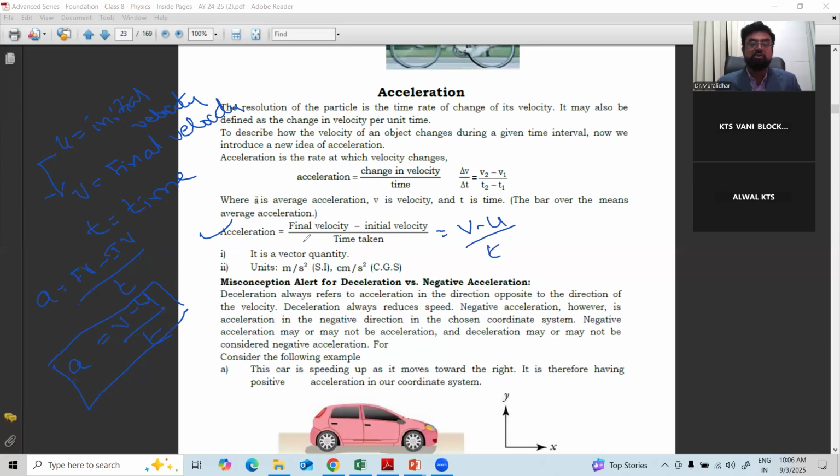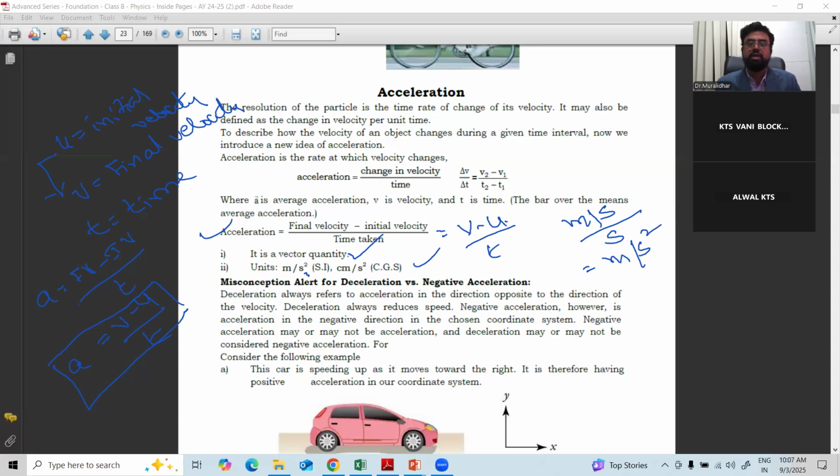As we are using the word velocity, it is a vector quantity, and the units of acceleration are meter per second square in the SI system and centimeter per second square in CGS, because velocity units are meter per second and time units are second. Meter per second divided by second is meter per second square.